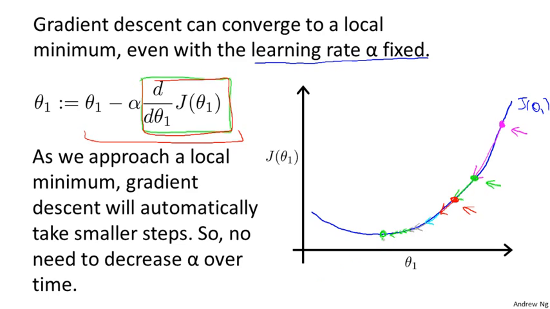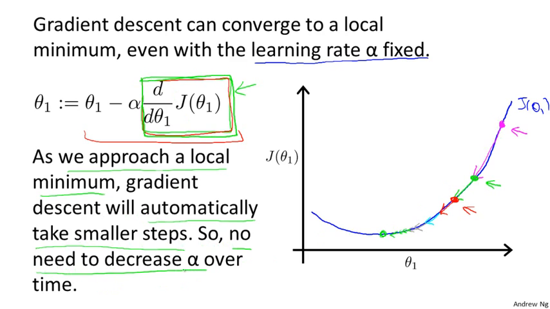So just to recap, in gradient descent, as we approach a local minimum, gradient descent will automatically take smaller steps. That's because, by definition, the local minimum is when this derivative is equal to 0. So as we approach the local minimum, this derivative term will automatically get smaller, and so gradient descent will automatically take smaller steps. So there's actually no need to decrease alpha over time. That's the gradient descent algorithm, and you can use it to try to minimize any cost function J, not just the cost function J that we defined for linear regression.